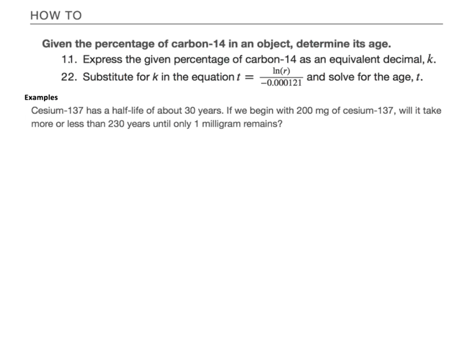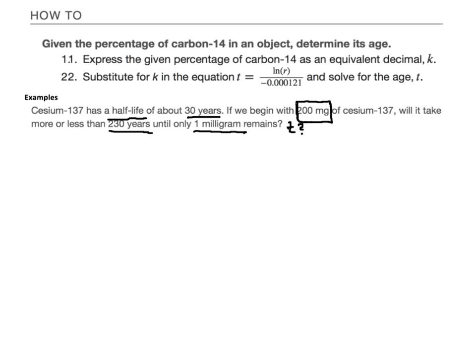Okay, so we are given cesium-137, and we're told it has a half-life of 30 years. If we begin with a 200 milligram sample of cesium-137, will it take more or less than 230 years for it to reach only 1 milligram of mass? So what we're doing is we're going to be searching for time. We're going to be solving for time here.